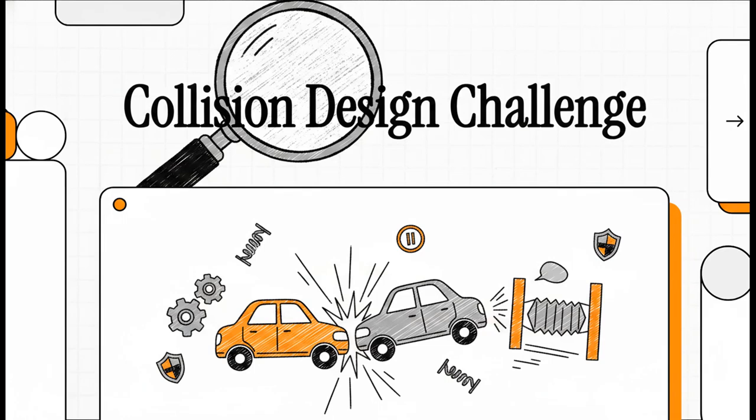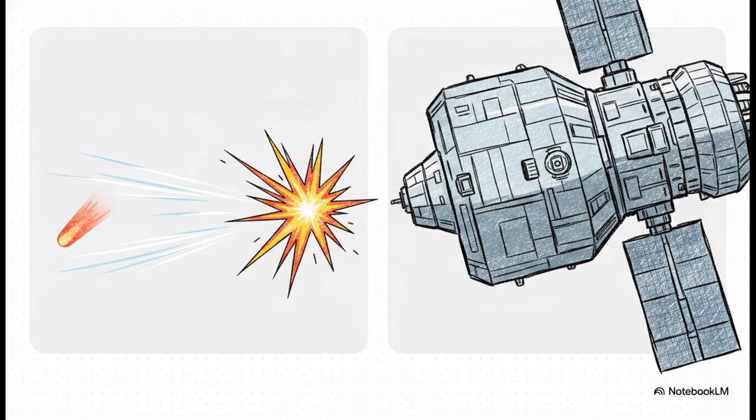Welcome to this explainer. Today, we are covering Physical Science Unit 01, Lesson 08, Collision Design Challenge. We're going to take a magnifying glass to the exact forces that happen during a crash, and more importantly, figure out how we can use science to engineer our way out of disaster. Let's jump right in.